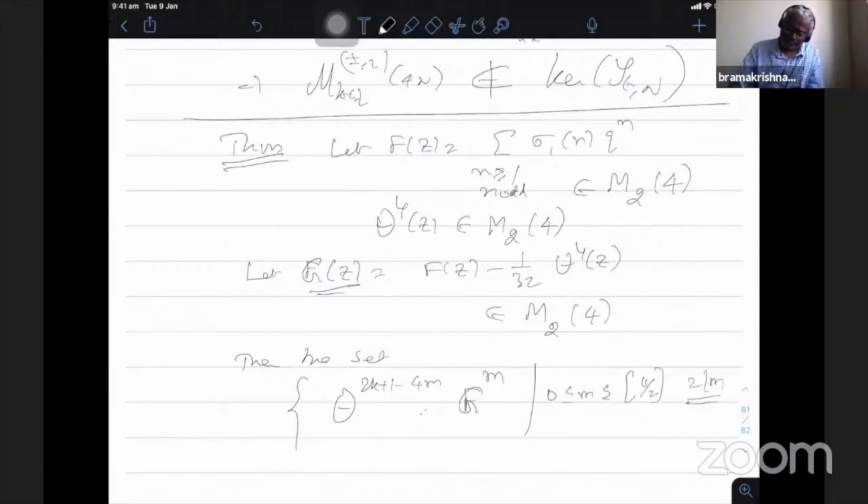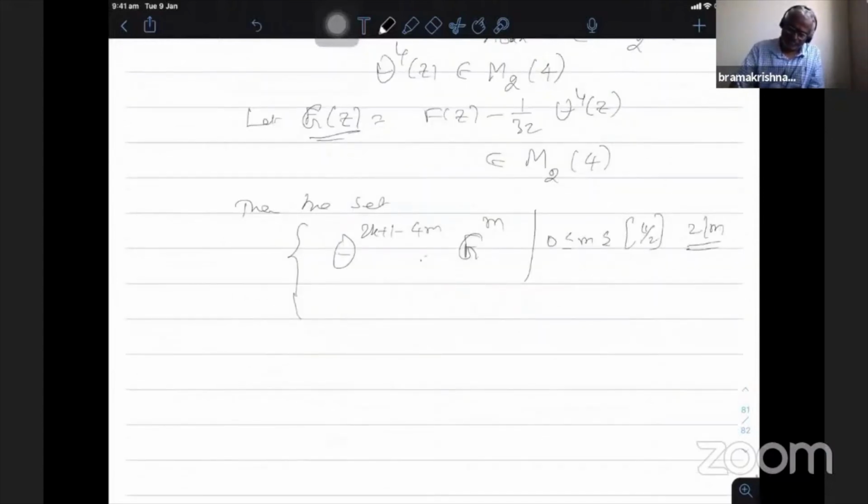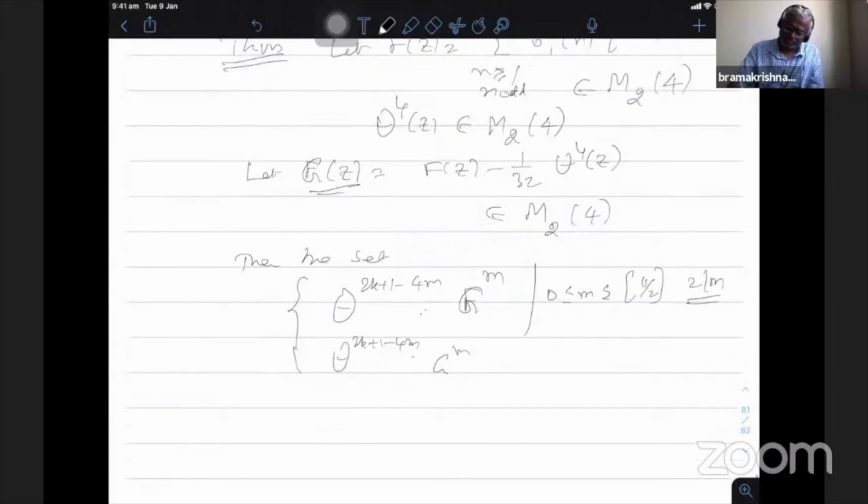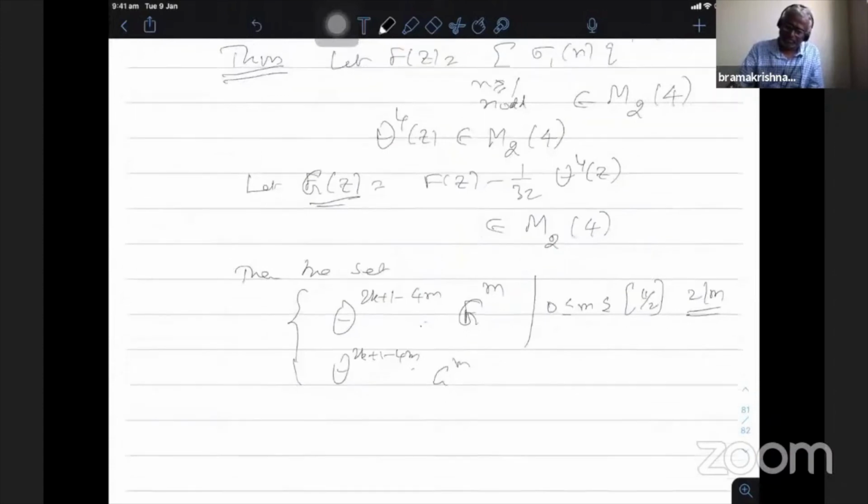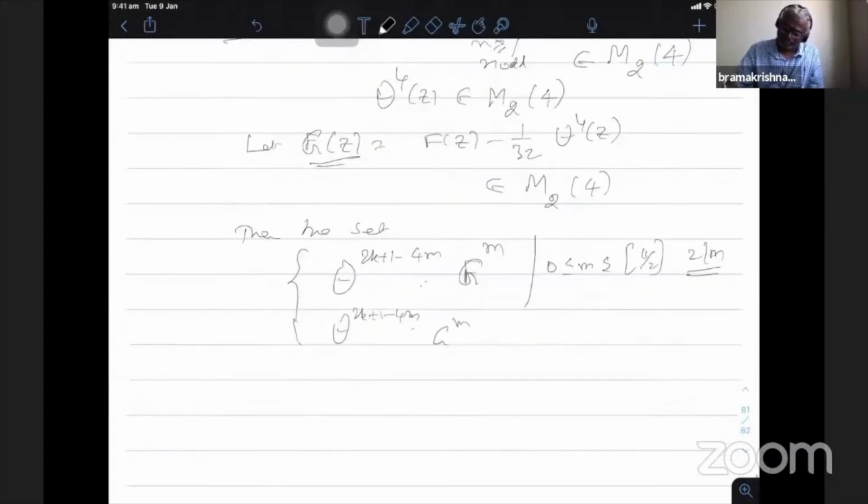And the same set of functions, theta power 2k plus 1 minus 4m times G^m. The G is this function. Remember that we have fixed G as F minus 1 by 32 theta power 4. I run over all m less than or equal to the integral part of k by 2, where 2 does not divide m. So among these numbers, you take the m even case and the m odd case, you separate them out. These particular functions generate the plus comma 2 eigenspace. These generate the minus 2 eigenspace.